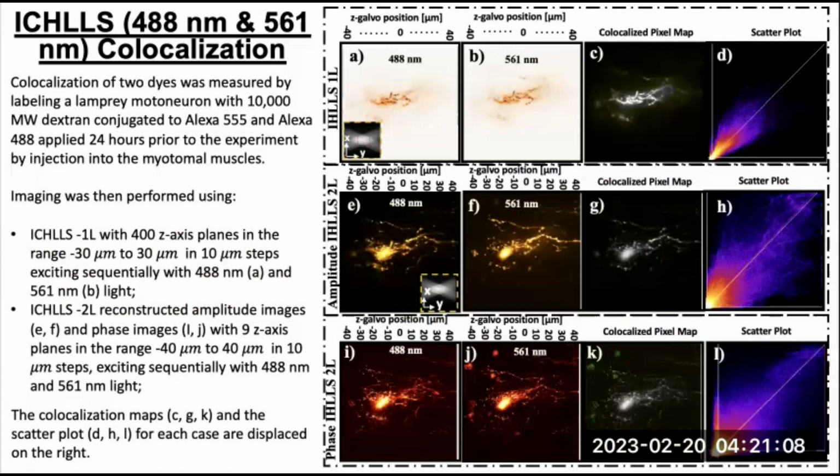In another experiment, we performed colocalization of 2 dyes by labeling a lamprey motor neuron with dextran conjugated to Alexa 555 and Alexa 488 and applied 24 hours prior to the experiment by injection into the lamprey motor neuron muscles. Again, we can notice that the ILS technique is superior to the conventional lattice light-sheet technique by achieving bigger Z-scanning range within a larger resolved sample area. In addition to the amplitude images, the ILS2L can provide access to the reconstructed phase information.